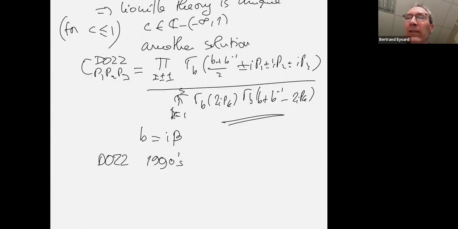Okay, so that's Liouville theory, and the last subject will be loop models. But are there any questions?